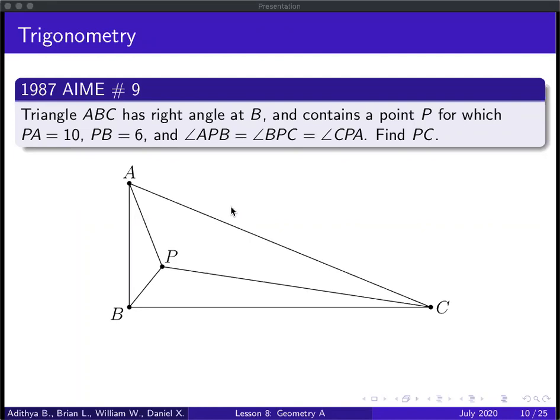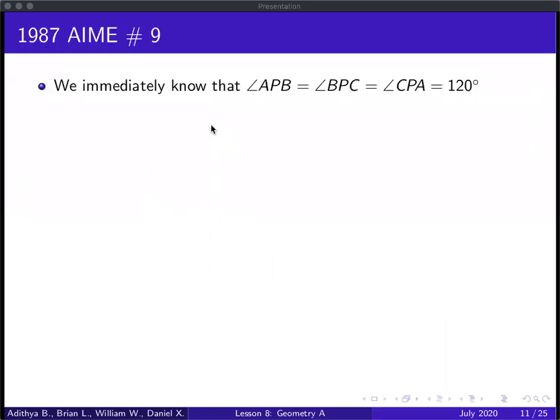Okay, so let's get started. So a lot of you were saying in the chat to try using the law of cosines. And so the first thing we need to use the law of cosines is some angles here. And so we know APB equals BPC equals CPA. And so they all have to add up to 360 degrees. So that immediately gives that they're all equal to 120 degrees.